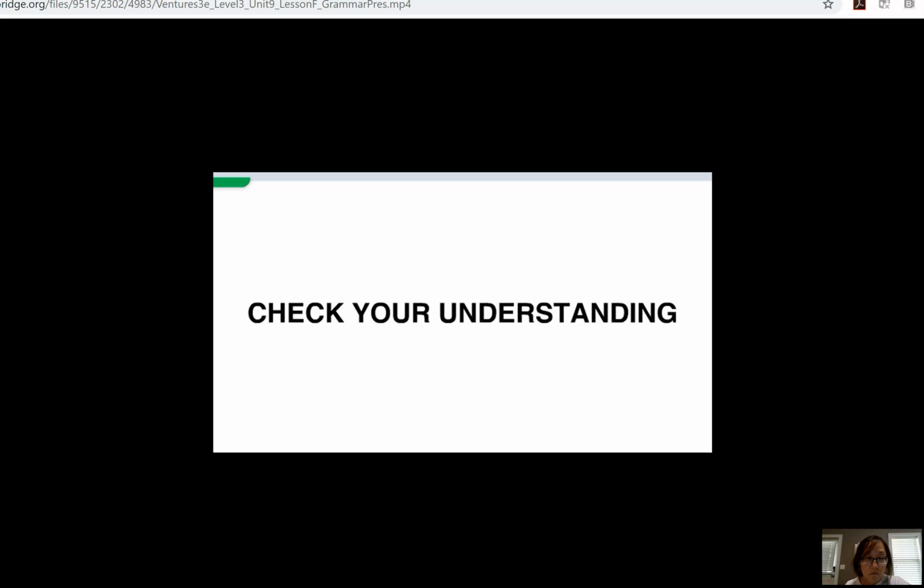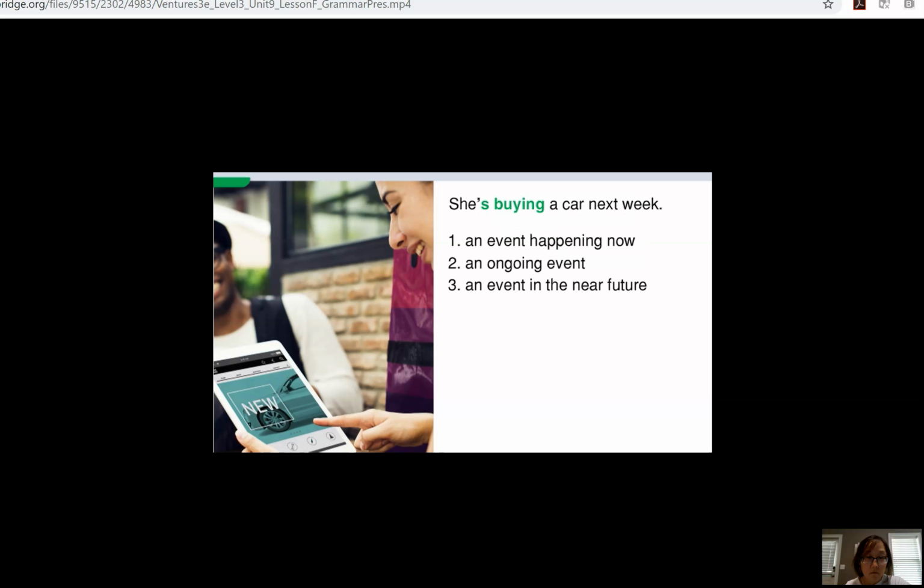Check your understanding. Look at the picture. Read and listen to the sentence. Does the sentence use the present continuous for 1, an event happening now, 2, an ongoing event, or 3, an event in the near future. Choose the correct answer. She's buying a car next week.